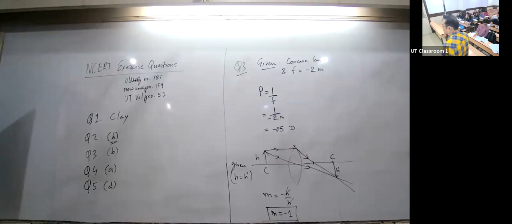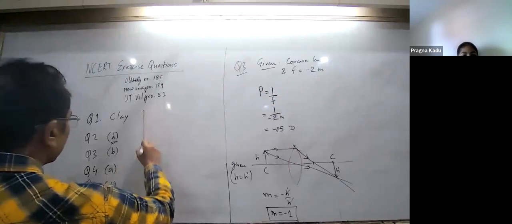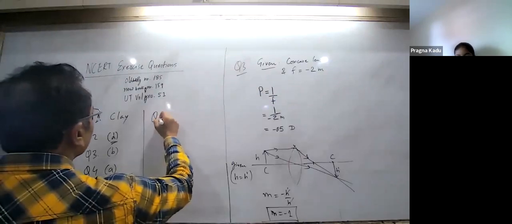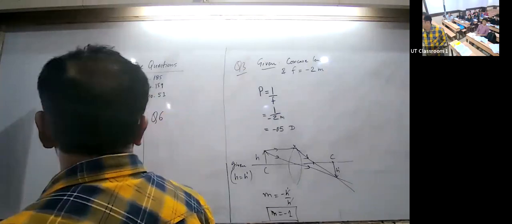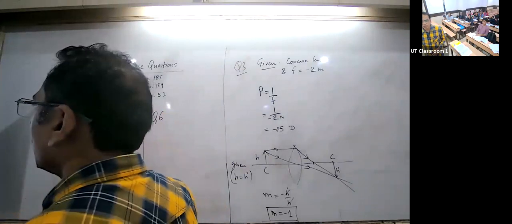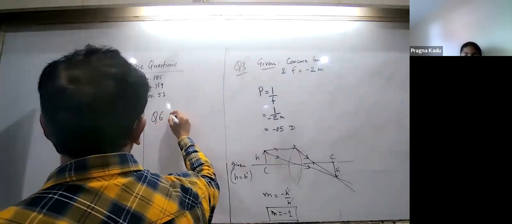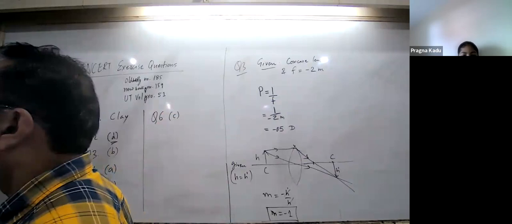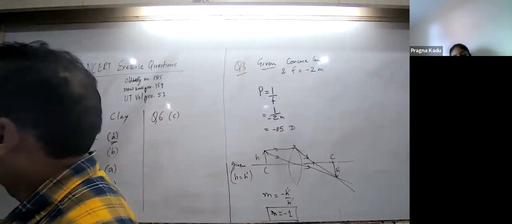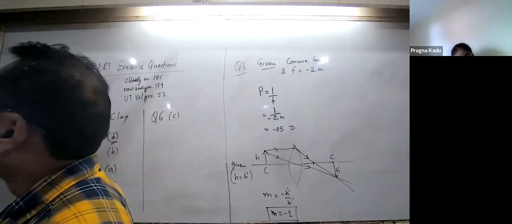Okay, question 6. Sir, answer. What would have happened if you would have taken the lens of focal length 50 centimeter? Repeat slowly. Speak slowly. So what would have happened if we would have taken a convex lens of focal length 50 centimeter? Like what difference would it make?